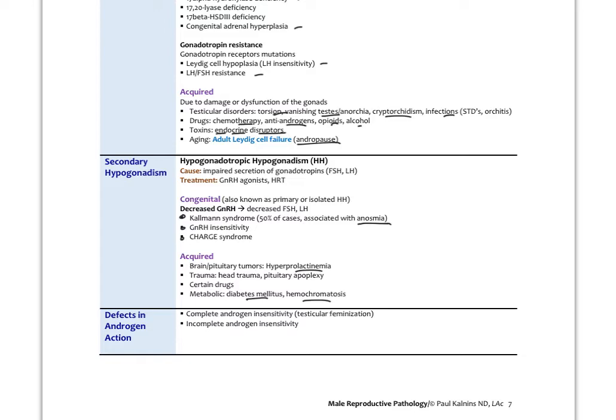And then you can also have defects in the androgen action, and that's generally androgen receptor insensitivity. This is going to be a lot less common than the other two classes here, but I, again, put this on the list for completion. So that's an overview of primary and secondary hypogonadism. Let me look at a couple of these disorders in a little bit more detail here.